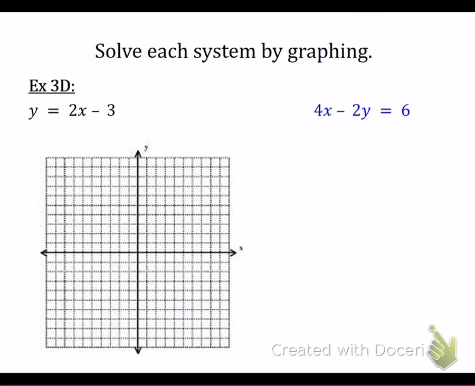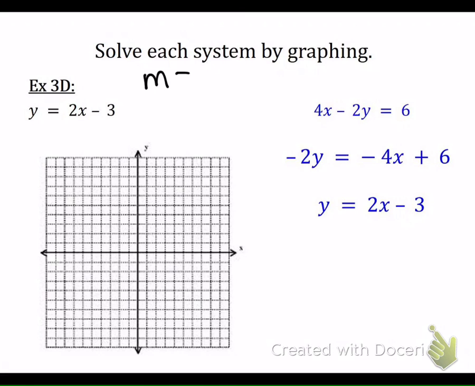All right, so the first one's already in y equals, right? Let's get this guy in y equals. What should I do? Subtract 4x from both sides. Then what? Divide everything by -2. So -4 divided by -2 is 2. Positive 6 divided by -2 is -3. Anyone having any feelings right now? It's the same line. We're going to graph it anyway.